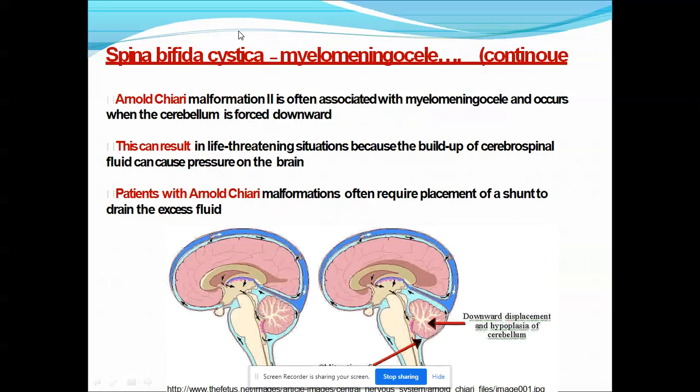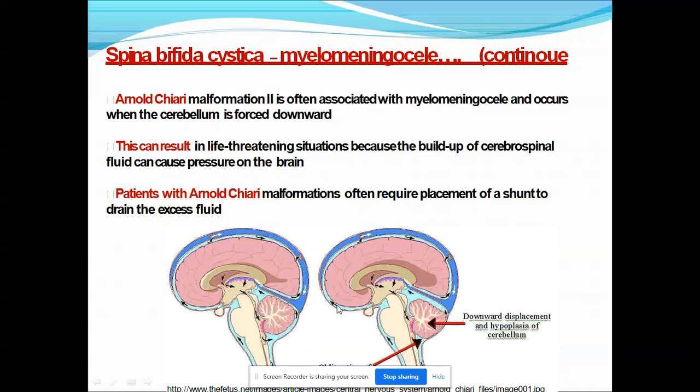Next is spina bifida cystica, myelomeningocele. Okay, same thing. So Arnold-Chiari malformation 2 is often associated with myelomeningocele and occurs when the cerebellum is forced downward. This can result in a life-threatening situation because of the buildup of CSF. It can cause pressure in the brain. And patients with Arnold-Chiari malformation often require placement of a shunt to drain the excess fluid.